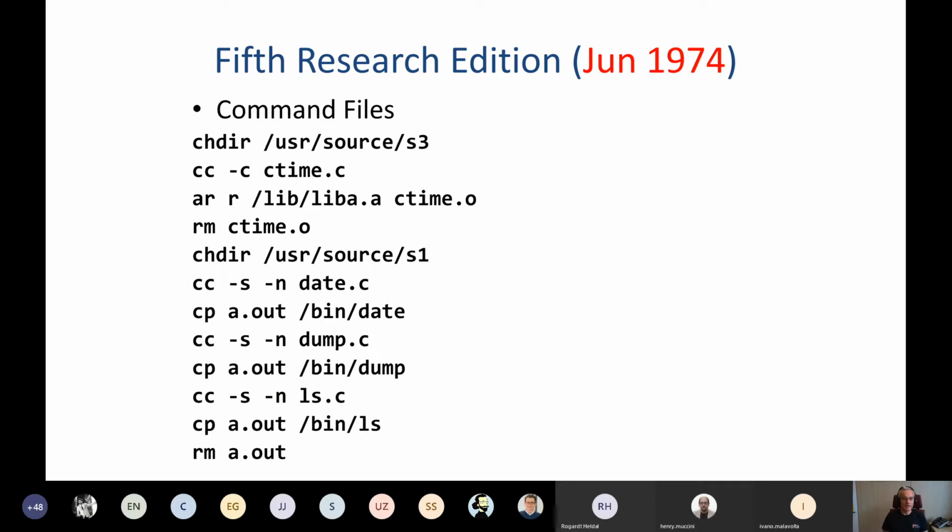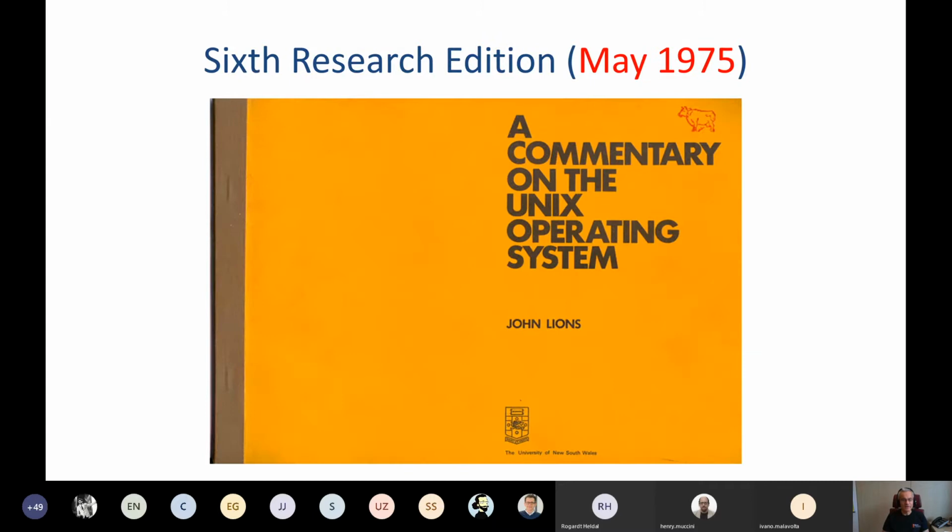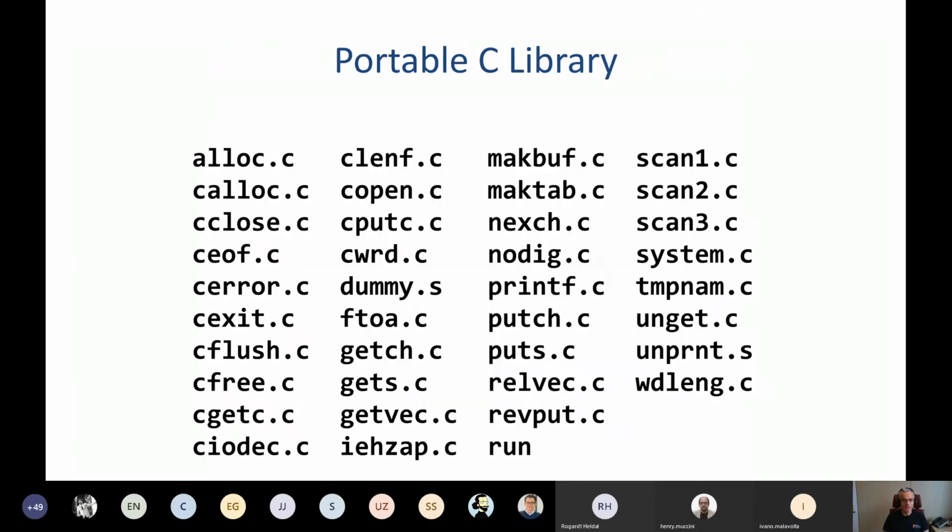The 5th research edition brought with it command files. Here you see a shell script that compiles some of the user files. The 6th research edition is interesting. It was the first documented by John Lyons at the University of New South Wales in Australia. It was one of the most photocopied instruction manuals for students. And it brought with it the portable C library. Most of it is available today.